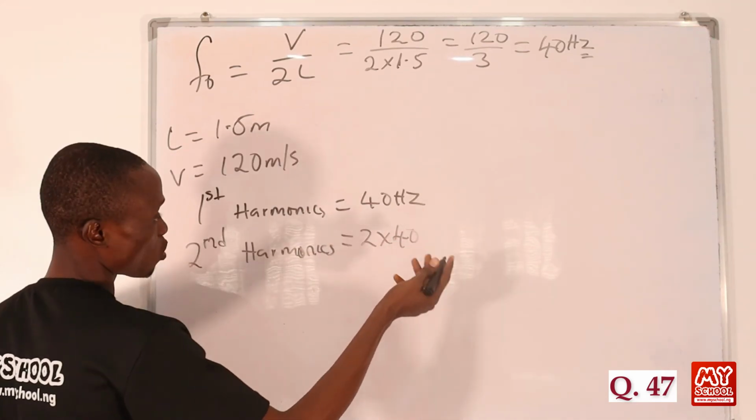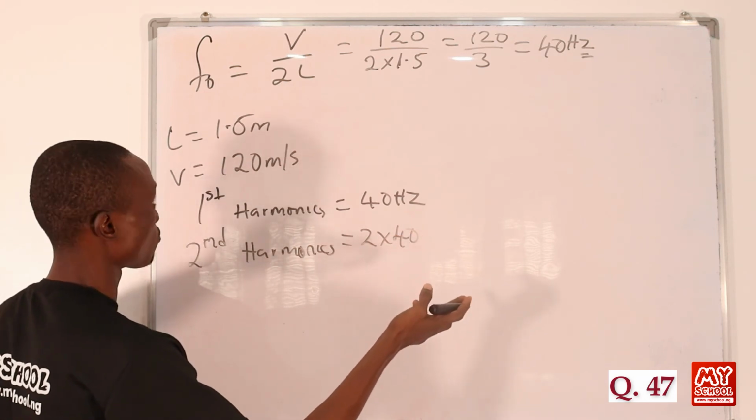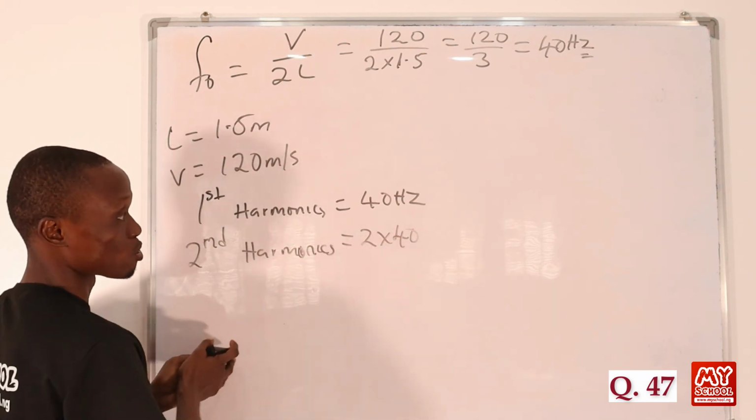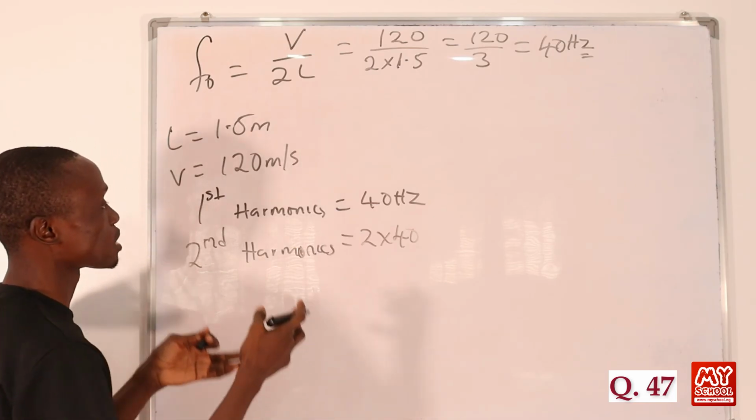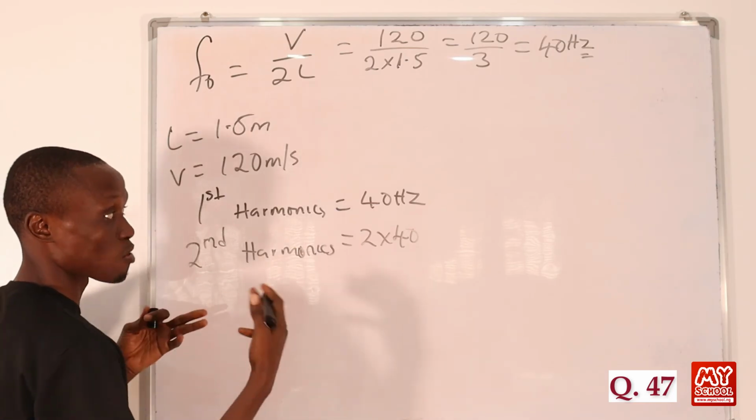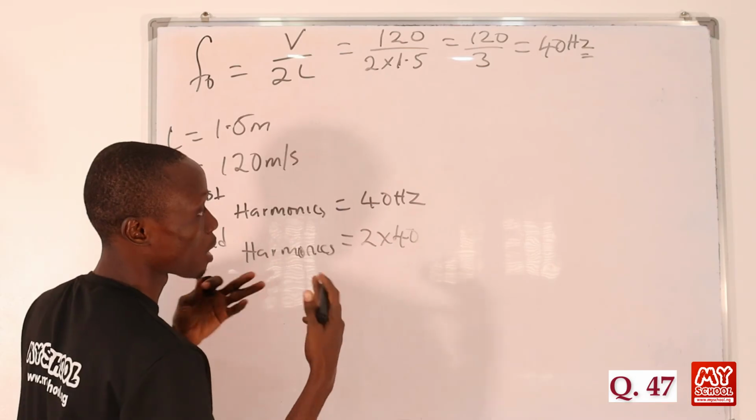So remember that here we are dealing with the case of a string, right? And the fundamental frequency is equals to the first harmonic, while the subsequent harmonic is just a multiple of the fundamental frequency, or you can say the first harmonics, right?